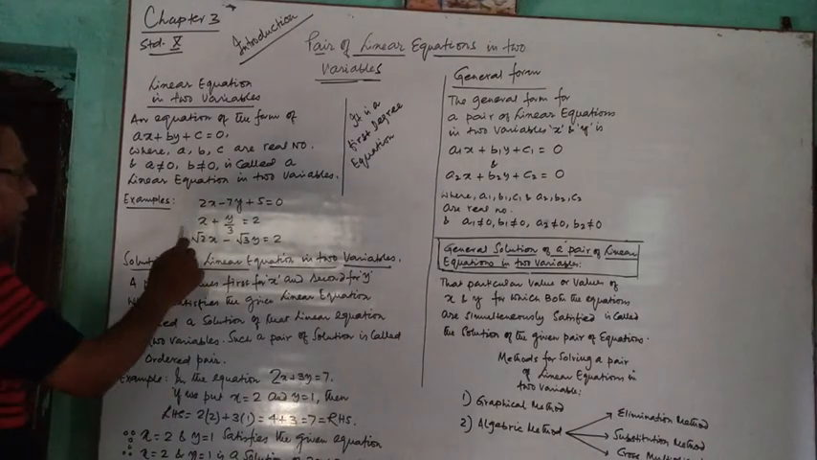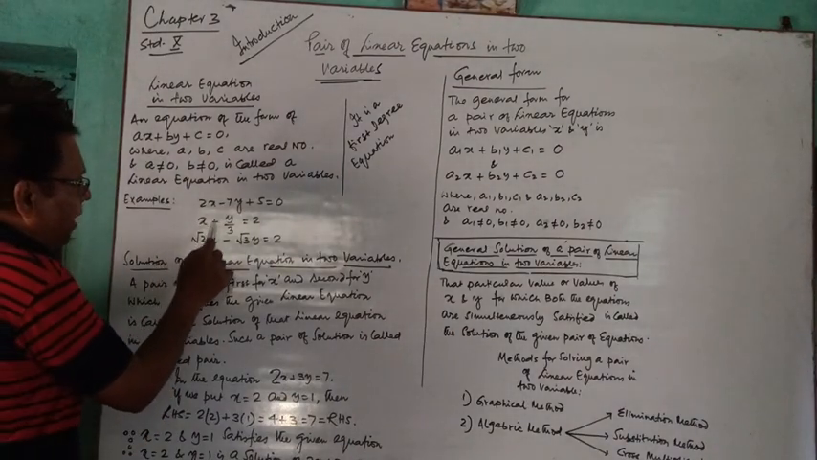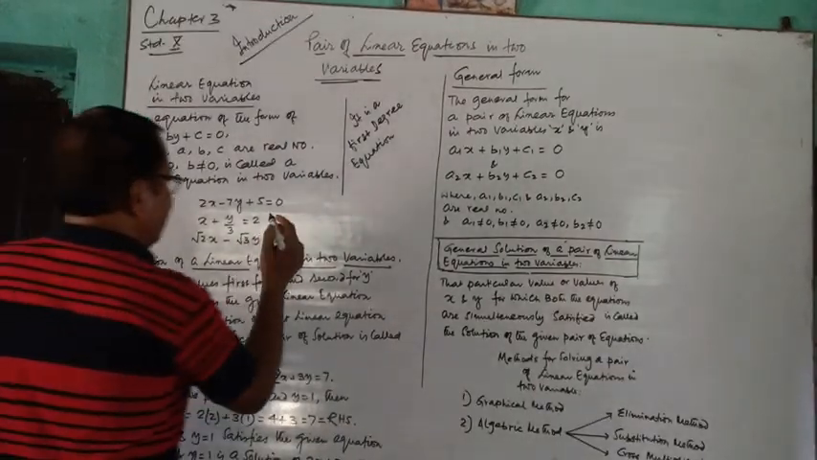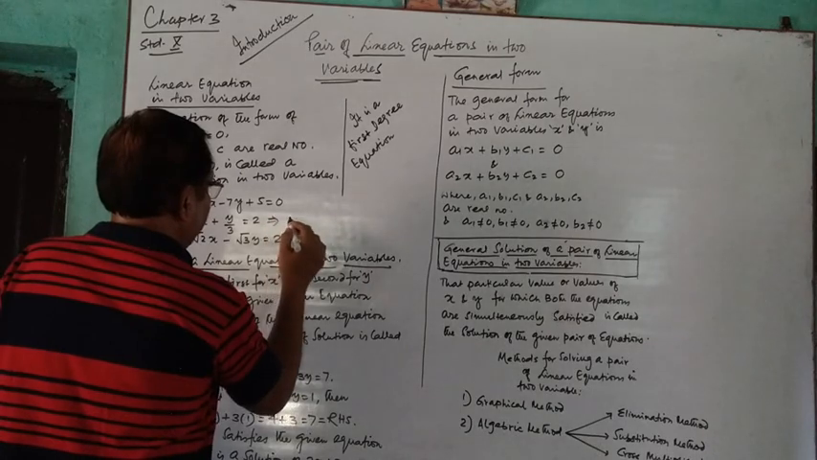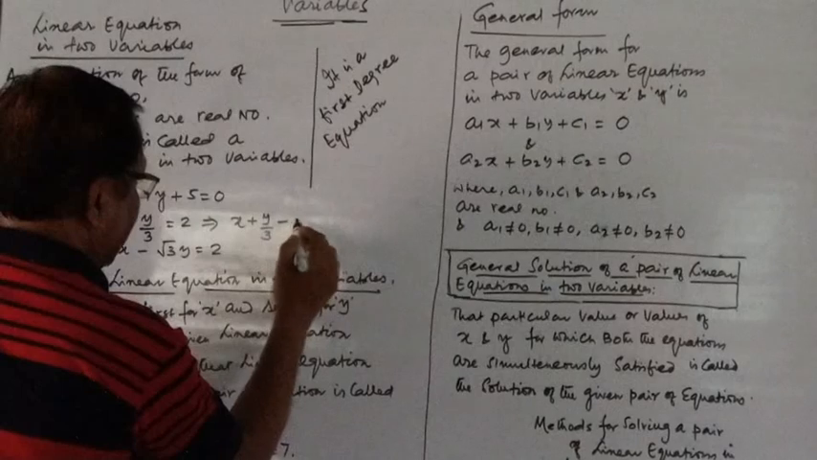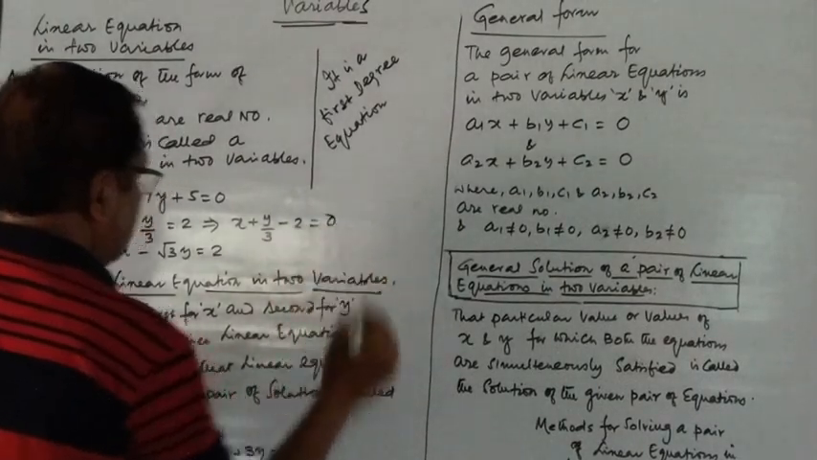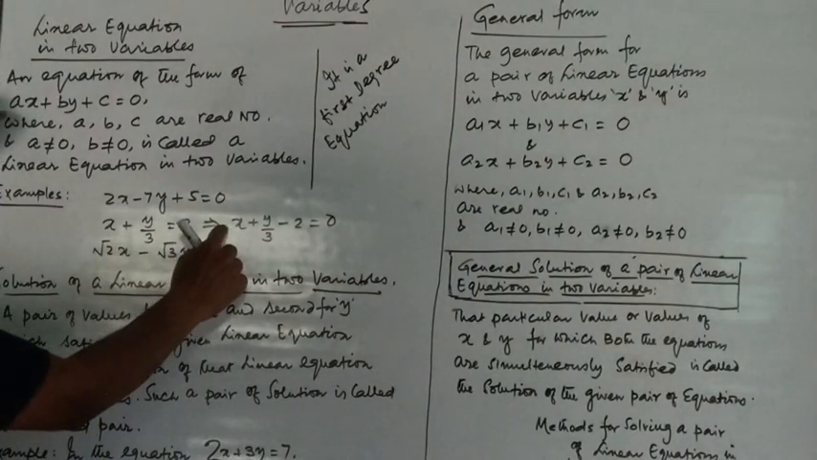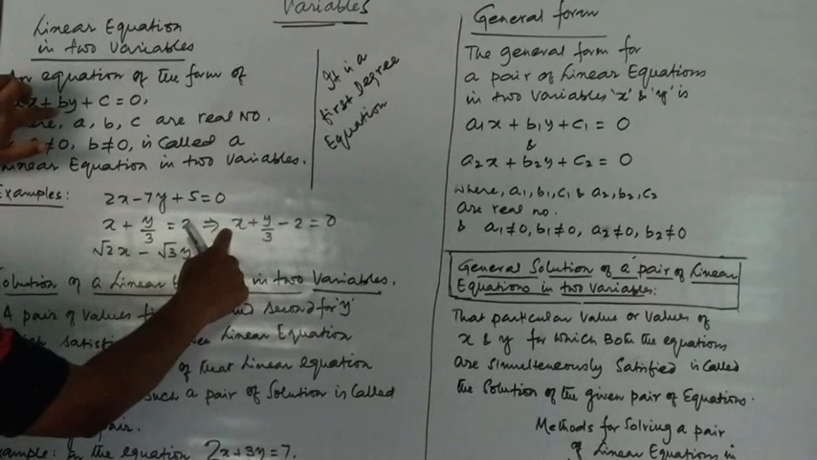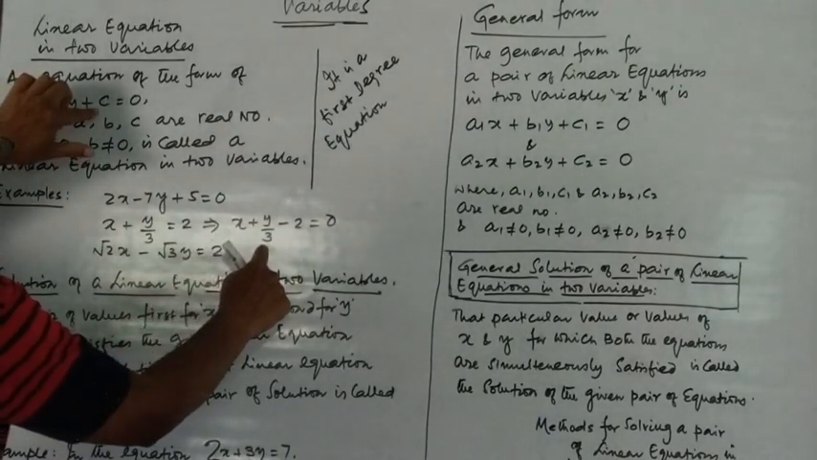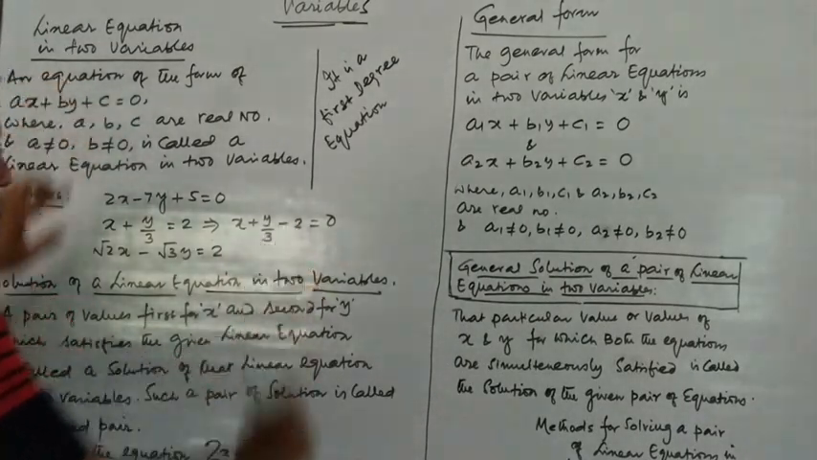Now suppose, second example, x + y/3 = 2. We can write it in this very way: x + y/3 - 2 = 0. Now compare and find out the value of a, b and c. You will find the value of a = 1. The value of b, that is the coefficient of y, is 1/3, and the value of the constant term c is -2.